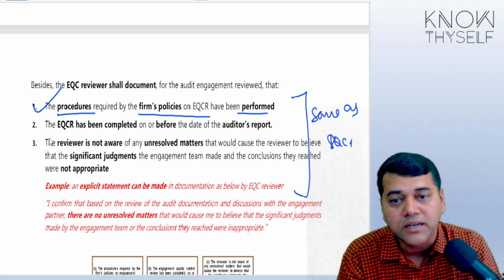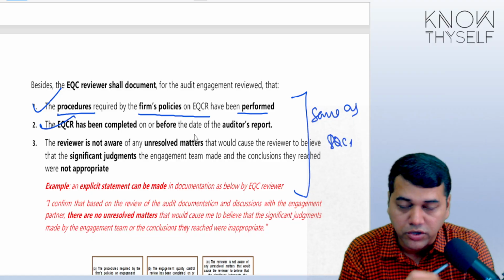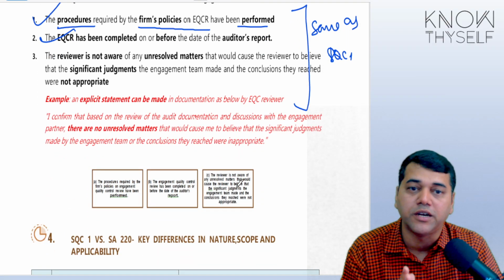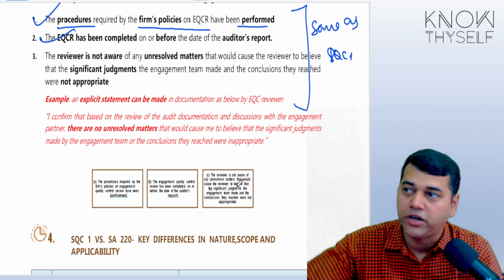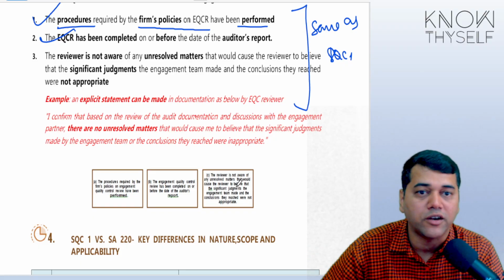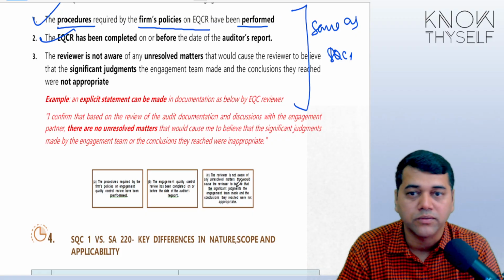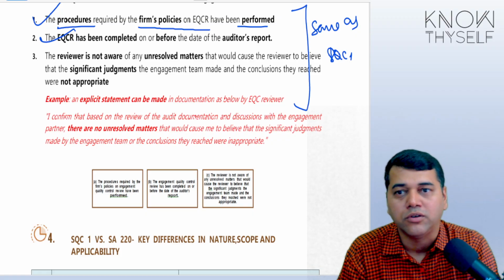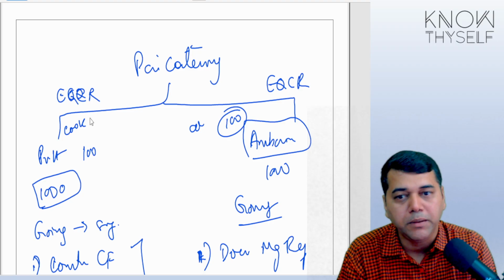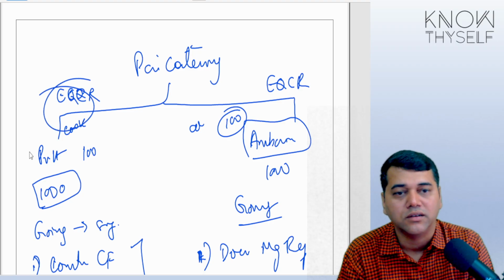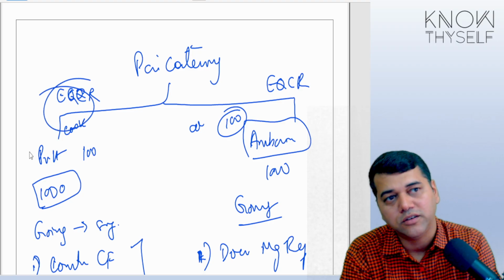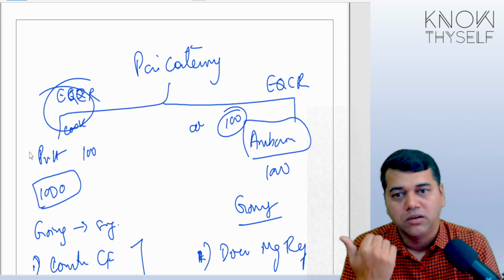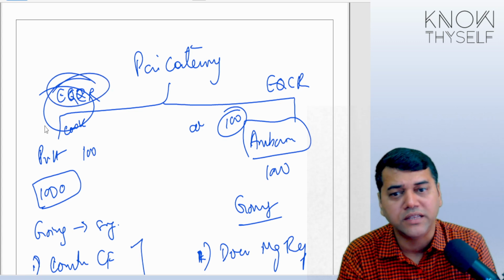The EQCR has completed before the date of the auditor's report. That is what he needs to document, that my work has been completed before the date of the auditor's report. If the auditor's report is already signed, then he should not give sign off. He should ask how you can do this. Obviously no. See, the review should happen before the food is served to the client. After the food is served, then you realize the salt is too much. What is the fun in appointing this reviewer?